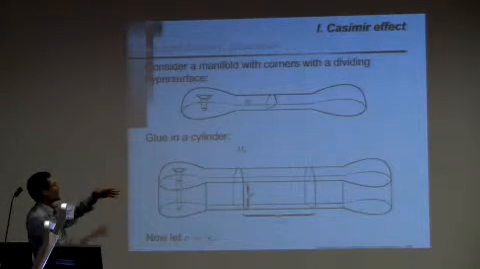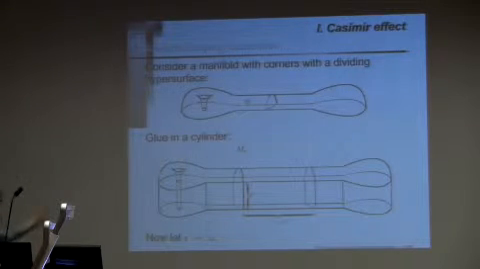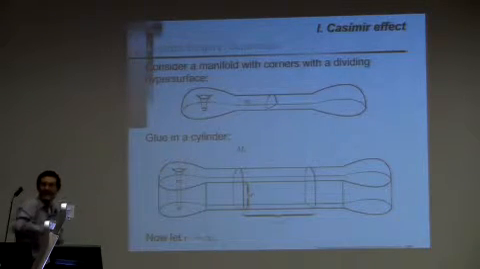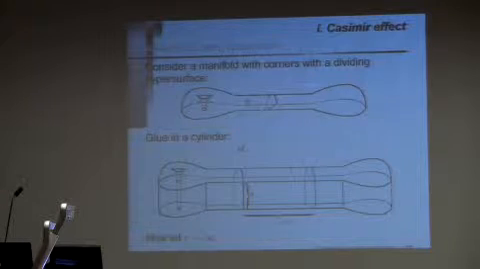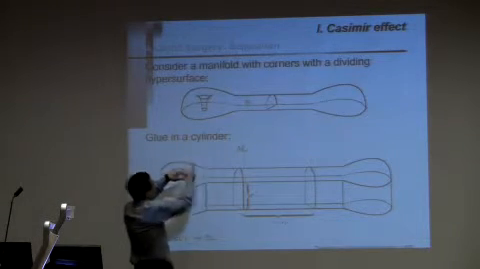And the proper setting for these types of problems is the following. Let's consider now a manifold with corners, and let's take a hypersurface that divides it, and let's do exactly the same thing as we did with Casimir's box. So here's your manifold with corners. You have a dividing hypersurface.